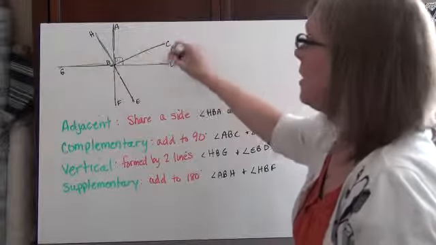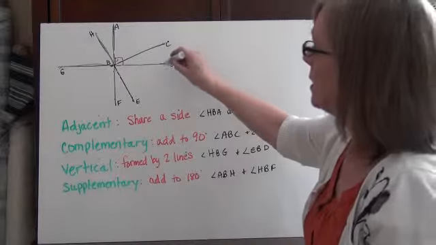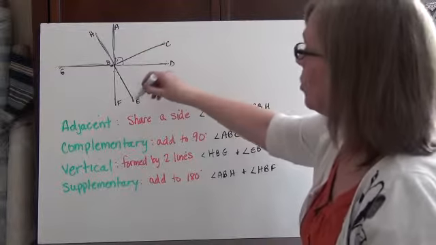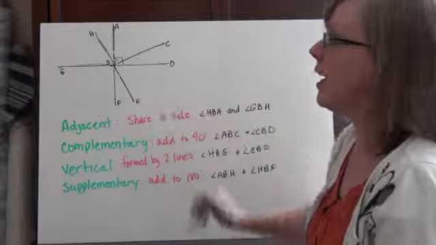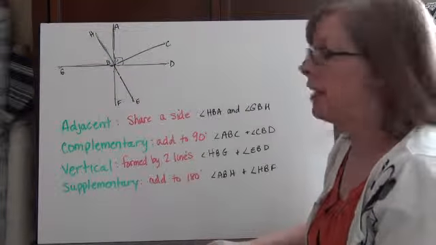ABC and CBD are adjacent angles. DBE is adjacent to EBF. If they share this side, but they're not inside each other, then they are adjacent angles.